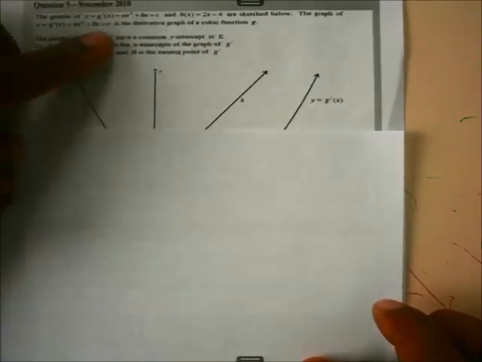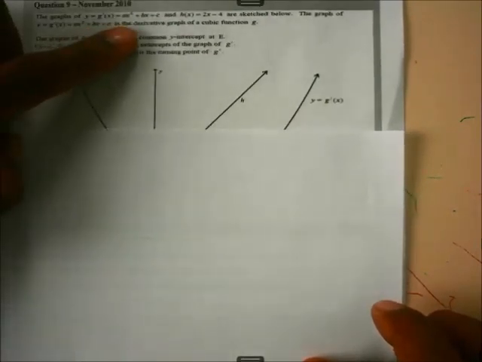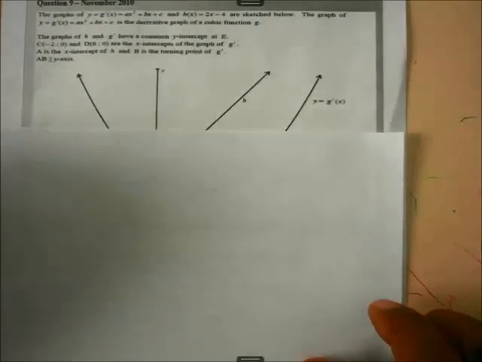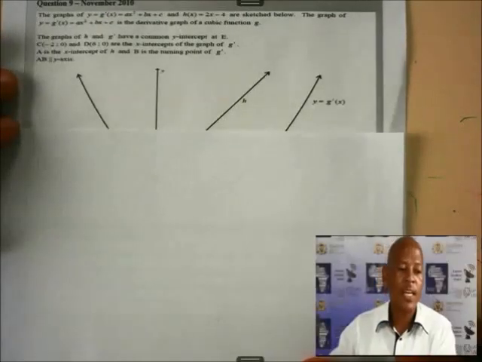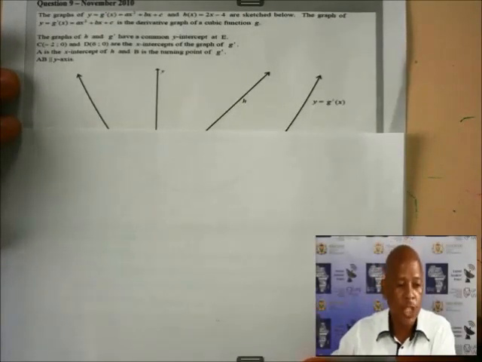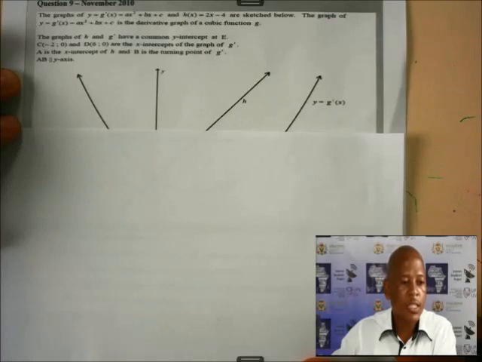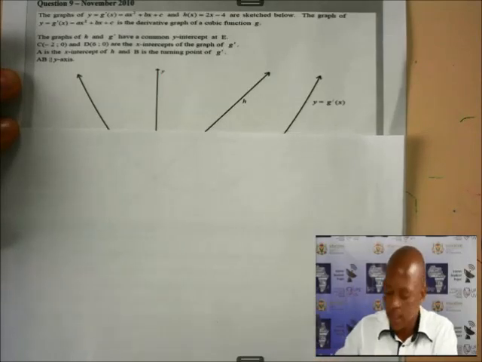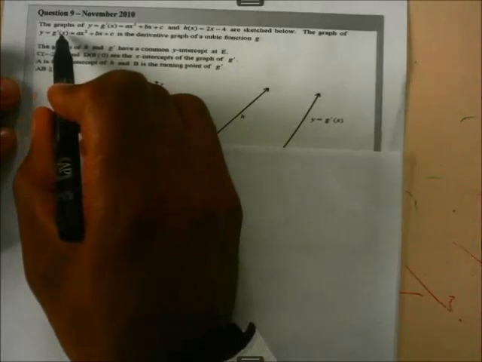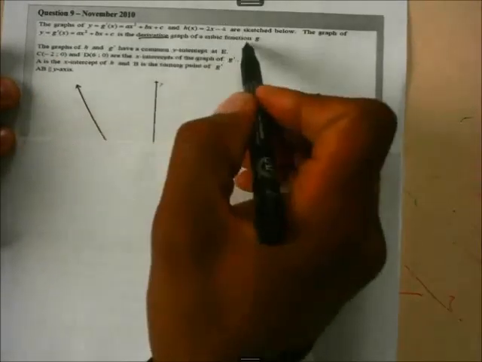is equal to g prime of x is equal to ax squared plus bx plus c. Then I can see now this one must be the derivative of what? It must be the derivative of g. And h of x, of course, is a straight line. The graph of y is the derivative of the graph of a cubic function g. Now here it is. They are saying now the graph of g prime of x is the derivative of the cubic function g.